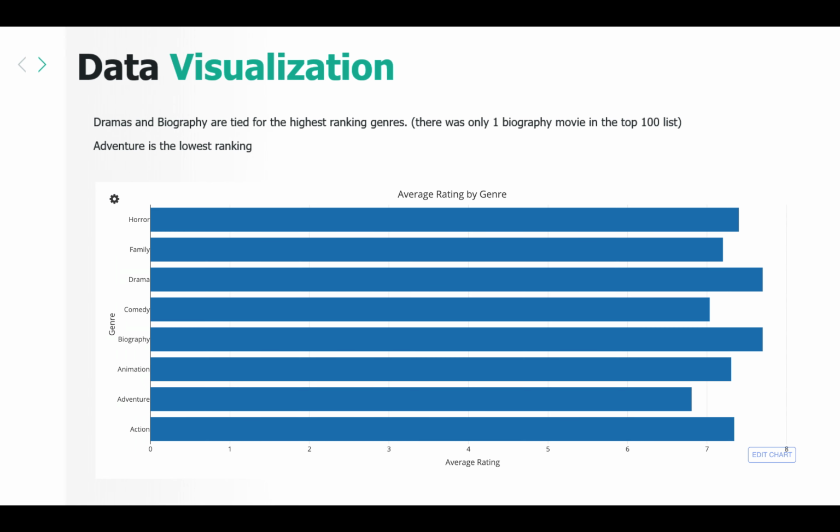A similar plot, but average rating by genre. Dramas and biography are tied for the highest rating. Biography is on the list, but there's only one biography movie, so it's not really an average. It's just the rating for that one movie. And then on the other end, adventure is the lowest ranking of all the genres.